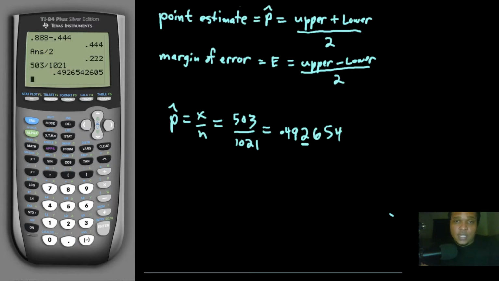Now we're going to do the same thing. It wants us to find the E. Now, there's a long formula to figuring out the E. You take your critical number and you're going to multiply by the square root of P hat times Q hat divided by N and all this other crazy stuff.